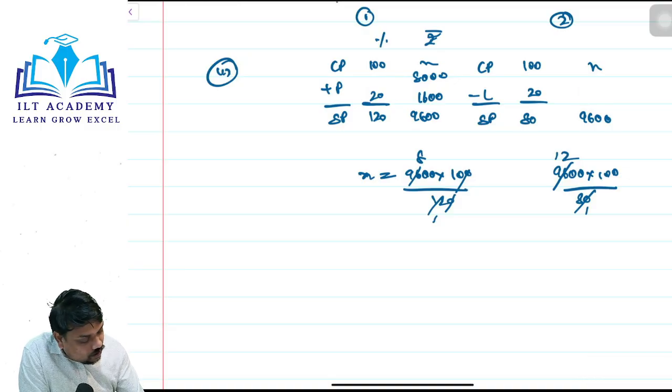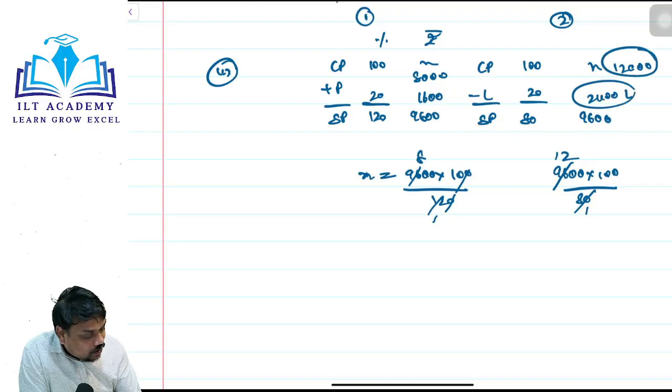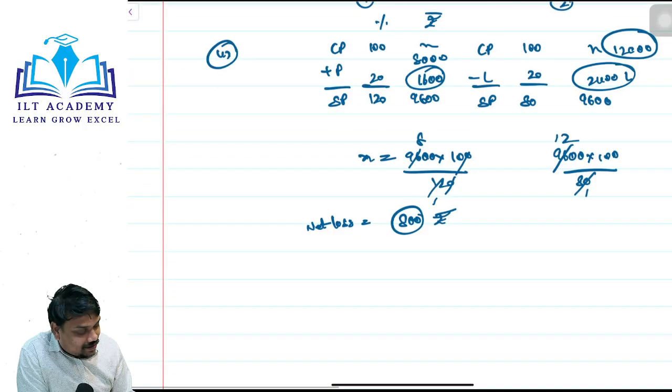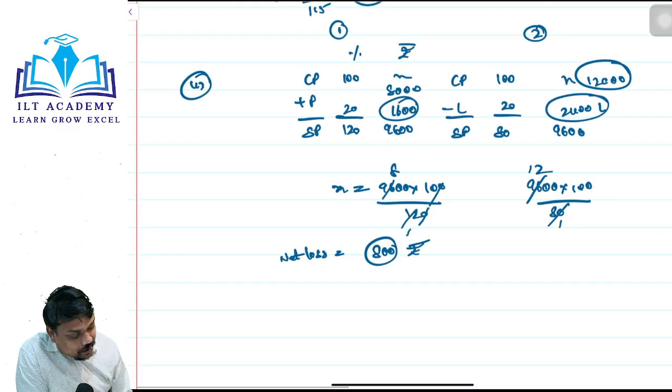My x value is what? 12,000. So this becomes 2,400 loss. Now see, profit was how much? 1,600. Loss is how much? 2,400. So net profit or net loss? Net loss. I told you yesterday, it is called loss only. How much? 800 rupees. Any doubt? Square root of? Not square root, square. 800 rupees is my net loss.